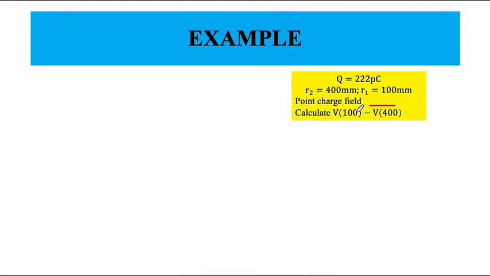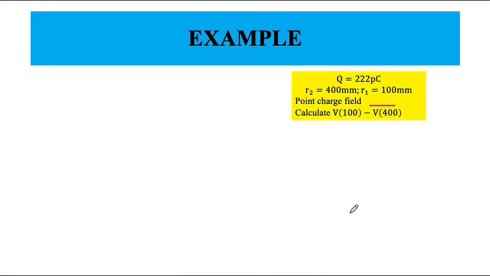Okay, and I want to find out the potential difference between 100 and 400 millimeters, or the radial 100 and 400. I also want to find out what V100 itself and V400 itself are. So now you can do it in two ways.